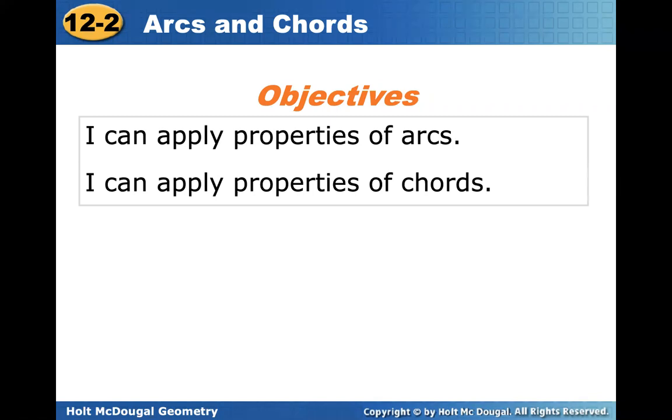Yeah, you don't have to find that because you have your height in base 1. You need to find base 2. So 1/2 times base 1 plus base 2 times height equals that. That's your area. Okay. So we're going to apply properties of arcs today.